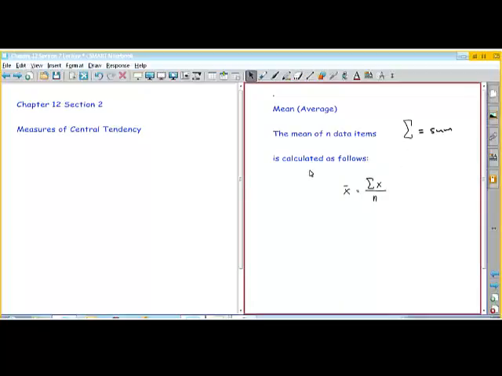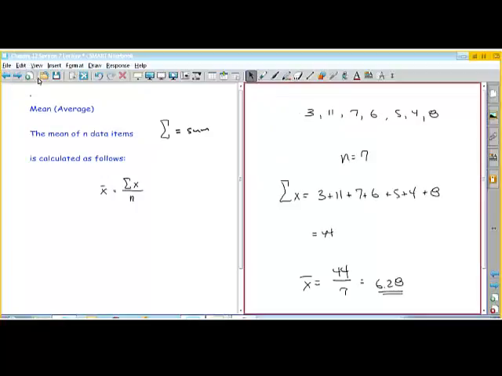Anyway, the mean of n data items is calculated as follows. We use a bar over top of the variable, so x stands for some set of data, and the average or the mean, we put a bar over top of it. So the mean is equal to the sum of all the numbers added together, divided by the number of data points. So it's pretty simple. Everybody knows what average is. So here's some numbers.